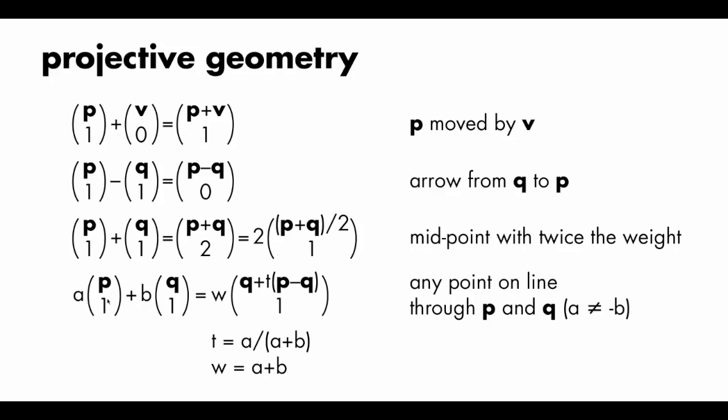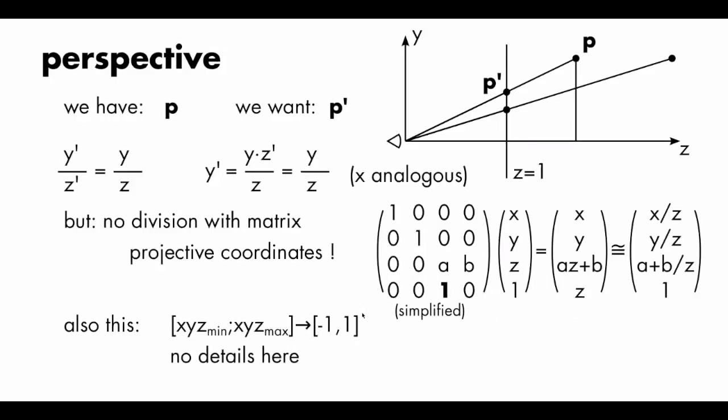And if we add 2 points with different weights, it turns out that by adjusting these 2 weights, we get any point that lies on the line through P and Q. So that's all very nice. And so this projective approach is really useful for expressing the difference between points and arrows, and also because it lets us express translation. But there's another thing that it lets us do, and it's perspective projection.